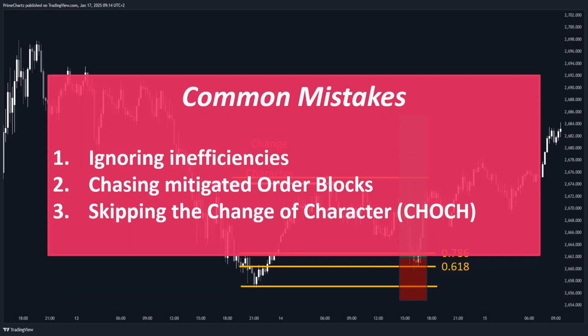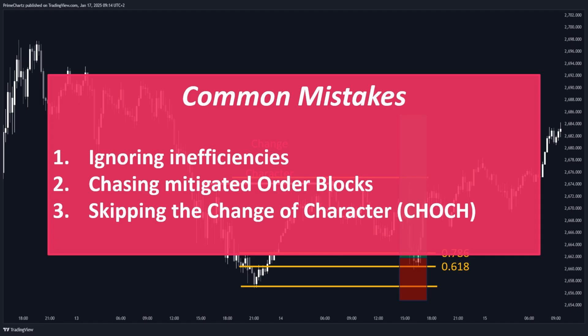Here are common mistakes traders make. Ignoring inefficiency. Trading random candles is like fishing without bait. Chasing mitigated order blocks. If it's been tapped, let it go. It's like eating leftover pizza when there's a fresh one in the oven. Skipping the change of character. Don't trade against the trend unless you see clear signs of reversal.